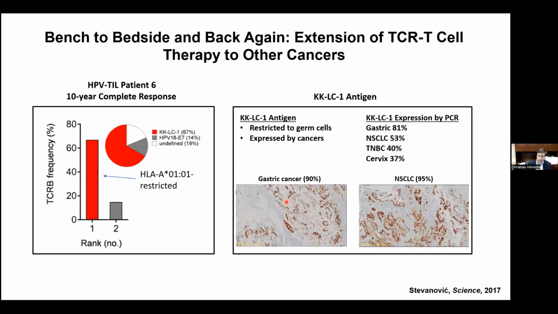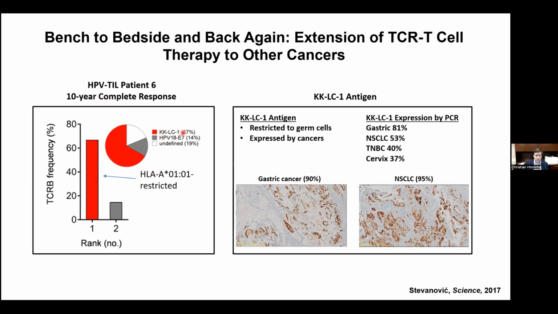So I just want to extend the talk briefly to a new direction and call out some bench to bedside research that I think is interesting. I pointed out before that patient 6, who received TIL therapy, has an ongoing, at this point, 10-year complete response, and that the TIL that we infused had a very dominant clonotype. The top rank clonotype here was targeting this antigen KKLC1, and this clone has an HLA-A101 restricted T-cell receptor.